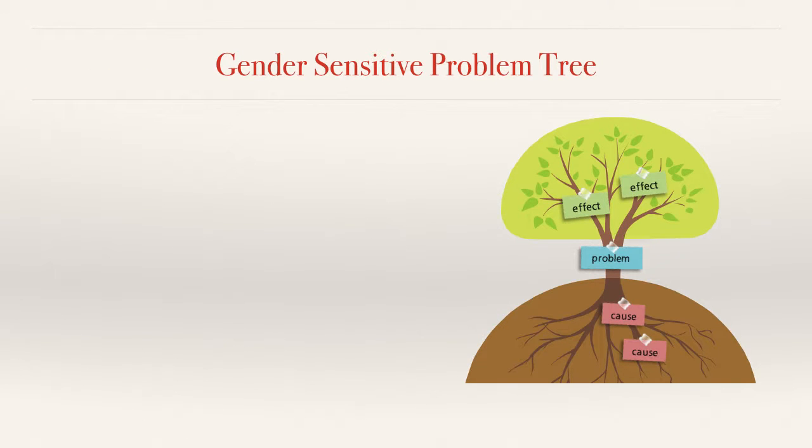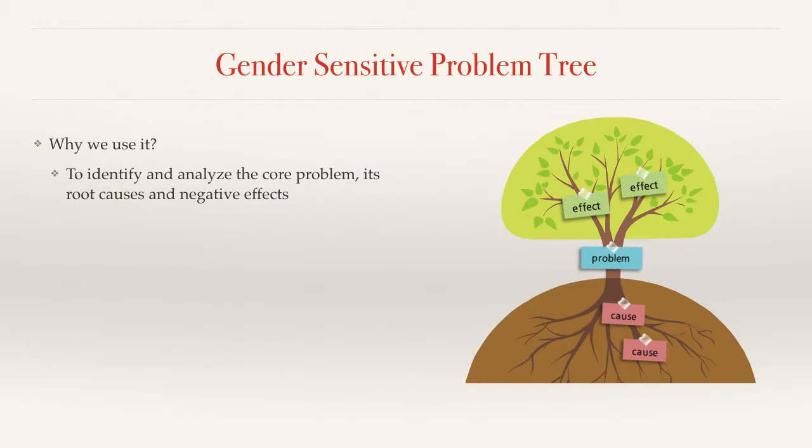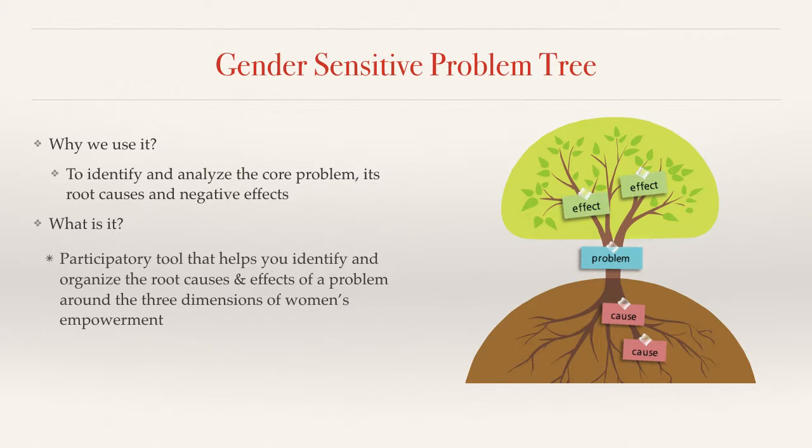Problem analysis is at the heart of an intervention. It is key to identifying root causes of a core problem and its negative effects. The gender-sensitive tree will help you identify a core problem that, if addressed by the intervention, would become an achievement, and identify root causes that create barriers for women to access political resources and exercise political agency. How do we complete a gender-sensitive problem tree?